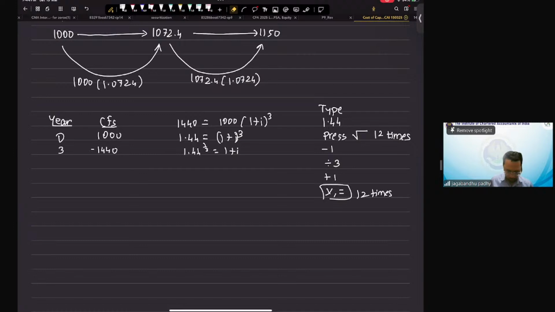Okay, so that's 1.1292 is 1 plus i. So i is actually 12.92%. Got it, guys? i is 12.92%.